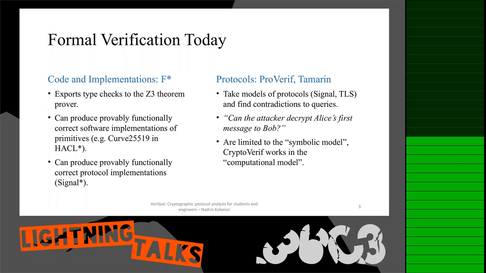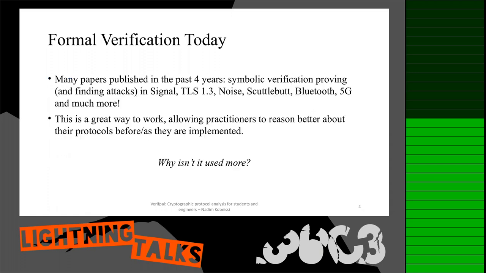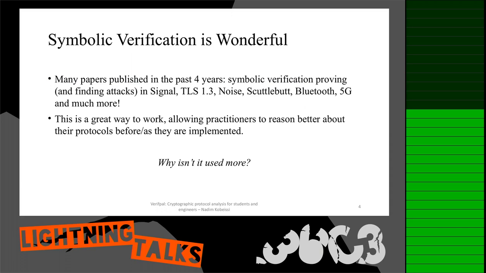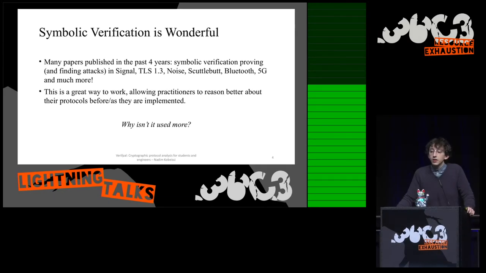like, for example, a model of Alice and Bob speaking over Signal. And then you can ask questions like, okay, this is a model of Signal. Can an active attacker decrypt Alice's first message to Bob? Can an active attacker impersonate Bob to Alice? And so you can get a lot of interesting analysis based on the questions that you ask and the models that you make. Now, many papers have been published on this, but it's not really used a lot.